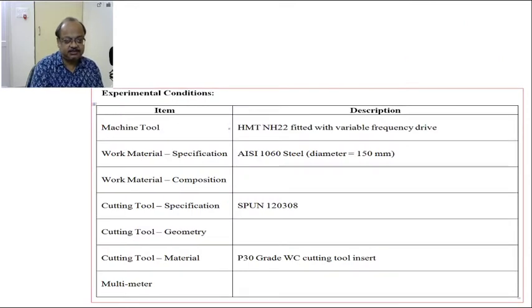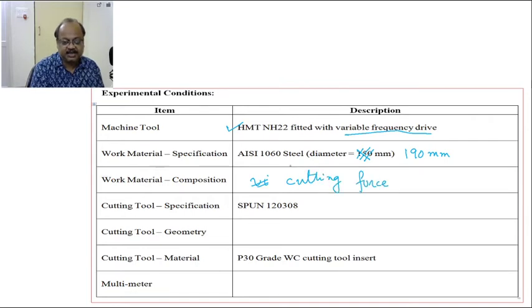So this is the machine tool. This is a NH22 lathe fitted with a variable frequency drive, so any RPM can be obtained. Work material specification: diameter is not 150 millimeter, diameter is 190 millimeter. That would be shown in the video. Work material composition is the same composition that you have used in the cutting force experiment.